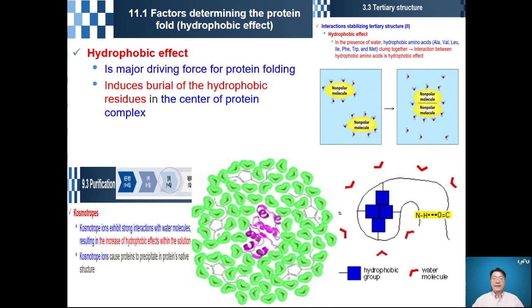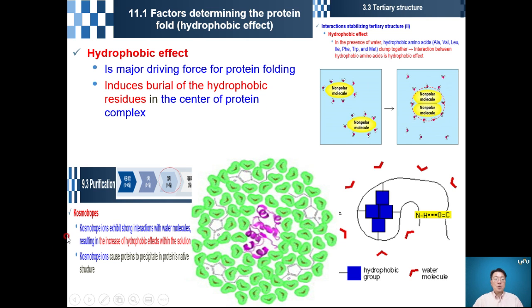Okay, so in this slide, I will explain the second factor determining the protein fold. We call it the hydrophobic effect. Previously in chapter 3 and chapter 9, we learned about the hydrophobic effect. So what is the hydrophobic effect? The hydrophobic effect means that in the presence of water, hydrophobic amino acids clump together. This is what we call the hydrophobic effect.